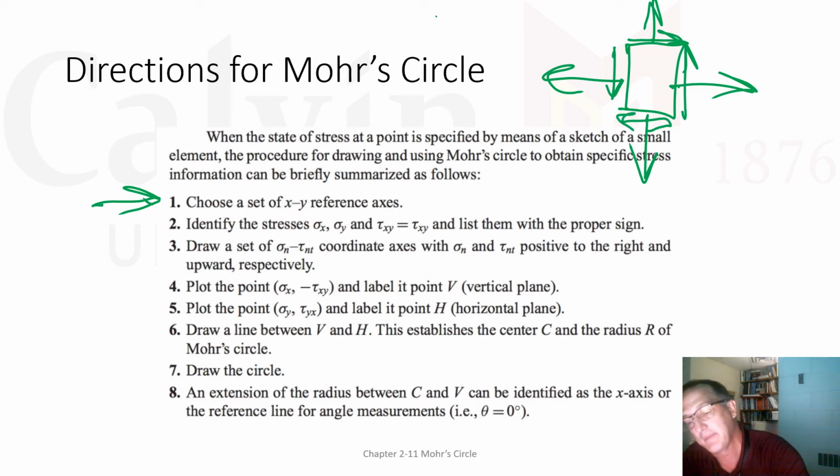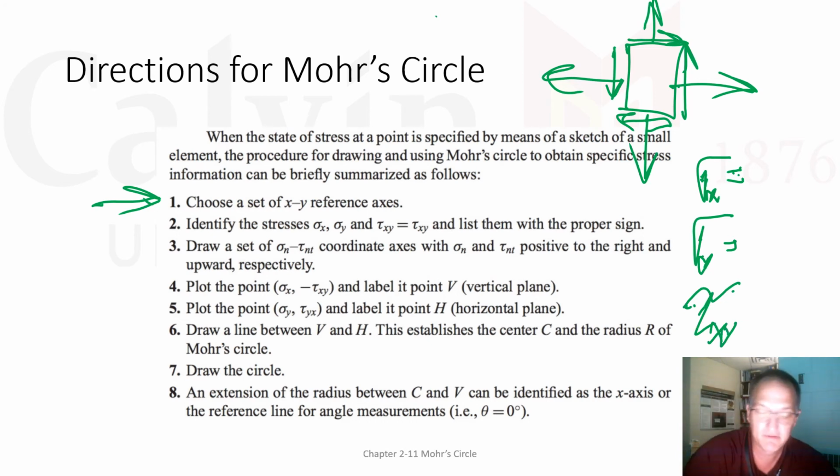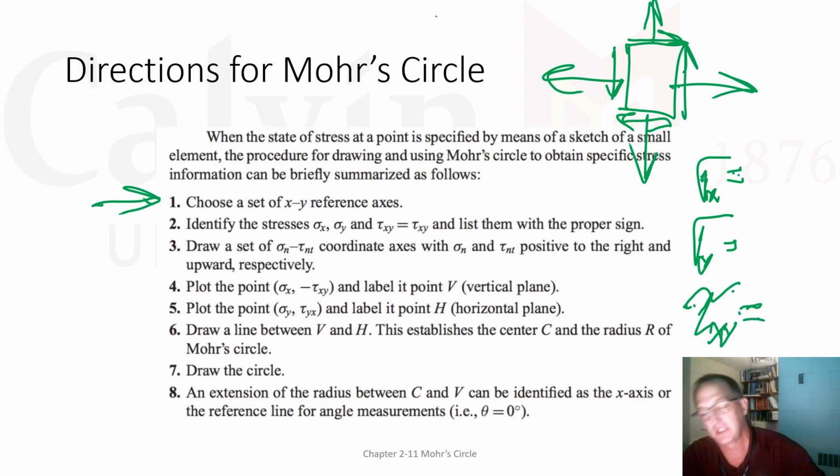And like I've been advocating, let's put sigma x is equal to whatever, and sigma y is equal to something, and my shear in the xy direction. My pen is not very crisp today, but let's list those things specifically. That's step 2, identifying them. Then we're going to draw on the coordinate axes the n and the shear axes. We draw our points in, and this is an ordered pair: the normal stress and the negative shear stress on these coordinate axes.